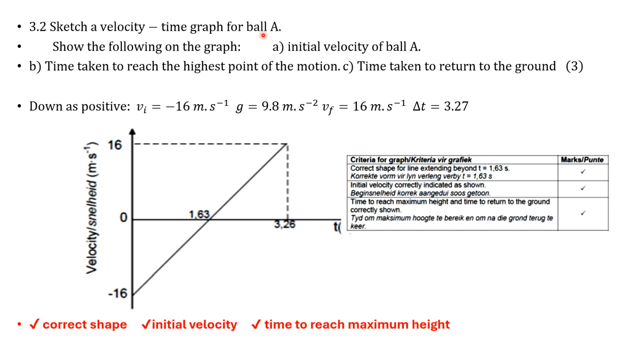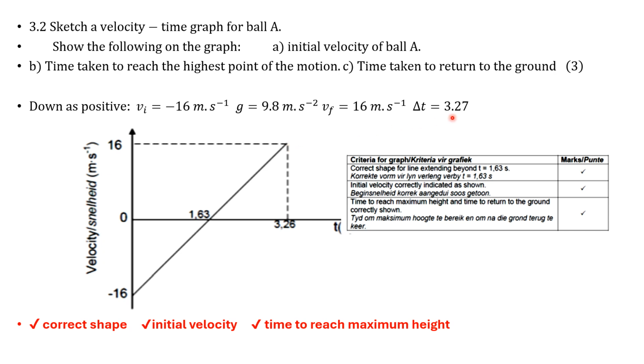3.2, sketch a velocity time graph for ball A. Show the following on the graph: initial velocity of ball A, time taken to reach the highest point of motion, and time taken to return to the ground, 3 marks. So you remember we took down as positive. So for initial velocity, the graph starts from negative 16, and final velocity, it goes to positive 16. Now it's moving up, so it's going to reach the highest point and then turn. So it's slowing down from negative 16. It goes till it reaches 0, and once it reaches 0, it speeds up again as it comes back to the ground.